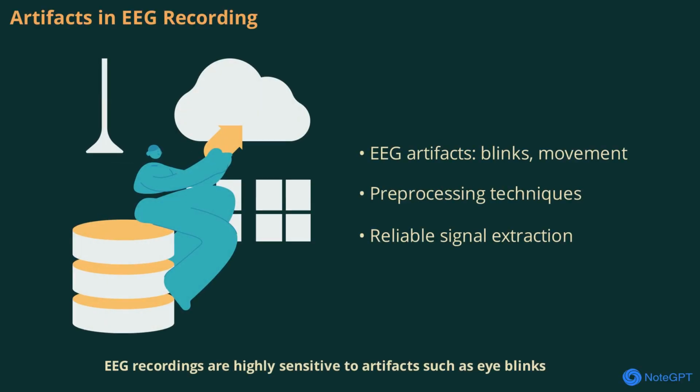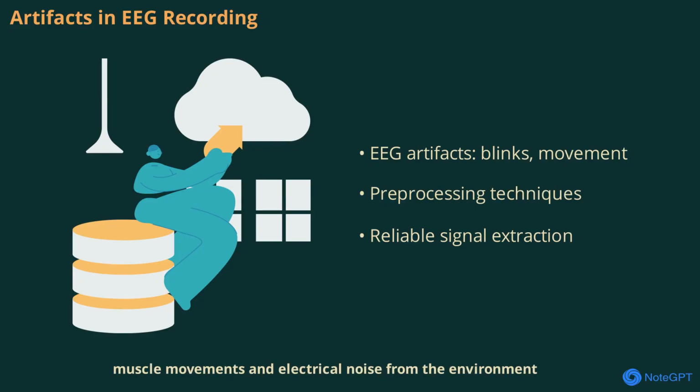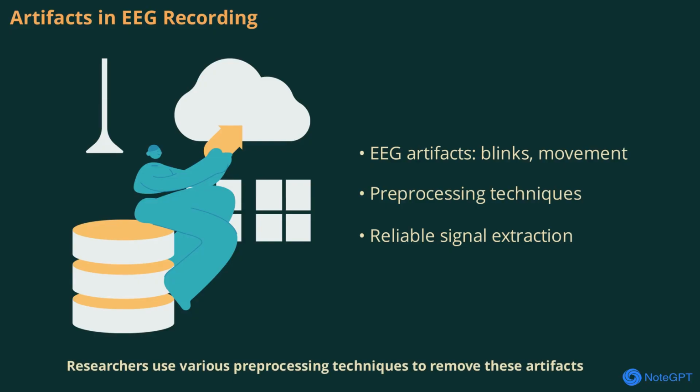EEG recordings are highly sensitive to artifacts, such as eye blinks, muscle movements, and electrical noise from the environment. Researchers use various preprocessing techniques to remove these artifacts and ensure that the recorded signals truly reflect brain activity. Proper artifact management is crucial for reliable EEG analysis.